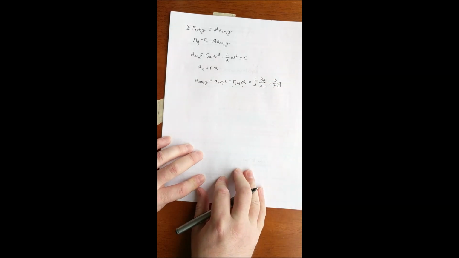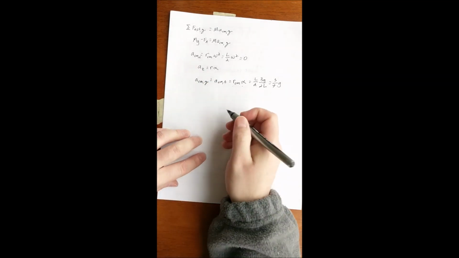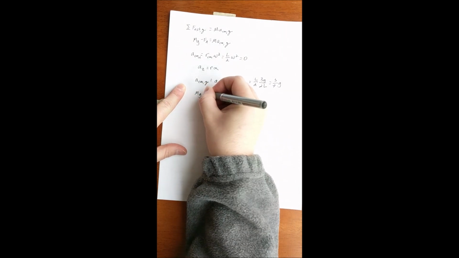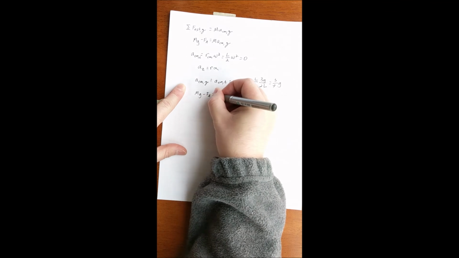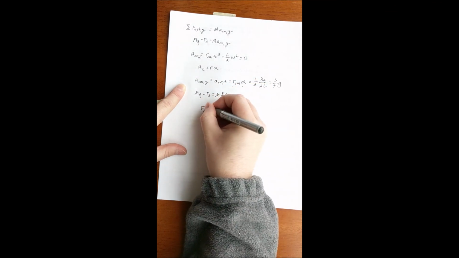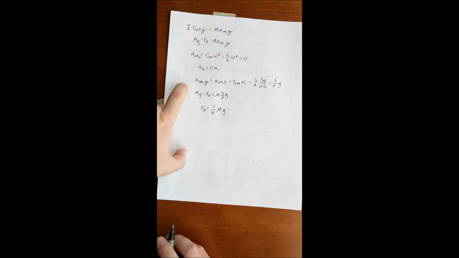Okay, hopefully my hands aren't in the way. Now we just sub in some stuff we have from up there. Pretty easy. And we have mg minus fa equals m times 3/4 g. And then we solve for fa is equal to 1/4 mg. That gives us the second part of our problem.